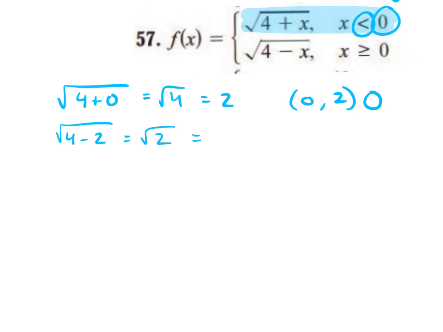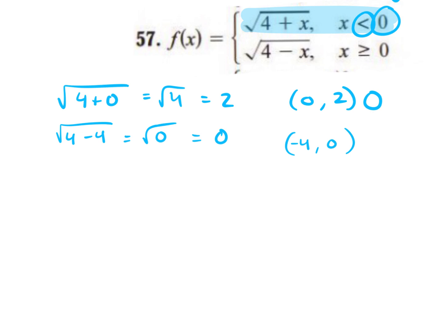If you know, it might be 1 point whatever. You can estimate, but let's pick a number to plug in that we know is going to give us a whole number. What number could we plug in that's less than 0? Negative 4. Negative 4 would be perfect. 4 minus 4 would be 0. What's the square root of 0? 0. So we plugged in negative 4 and got 0.